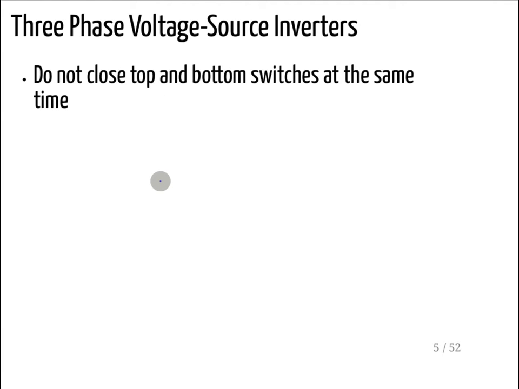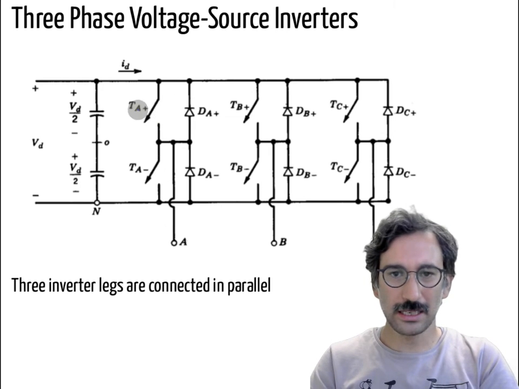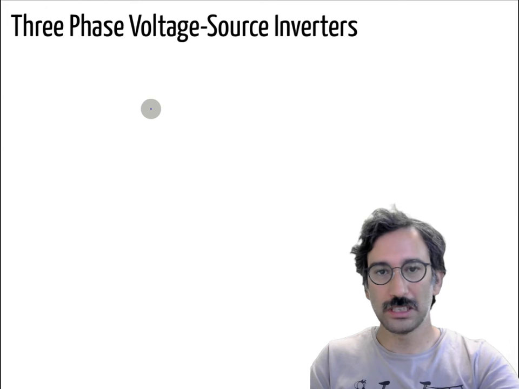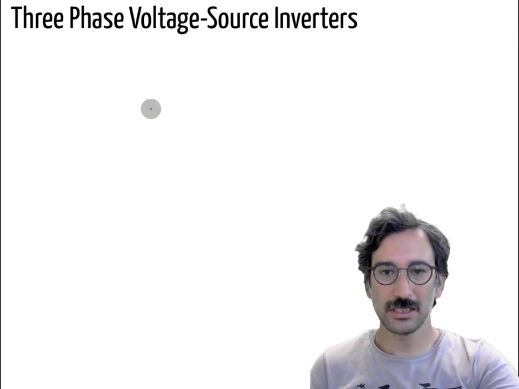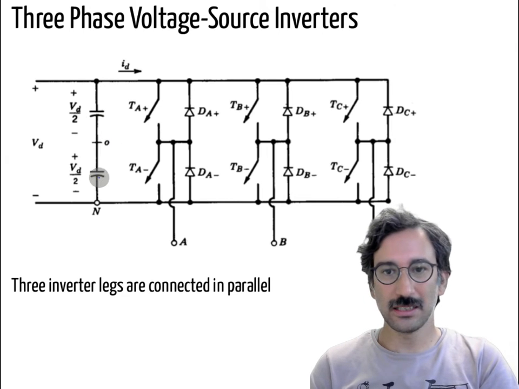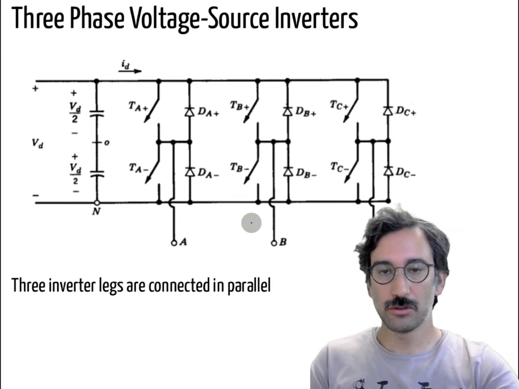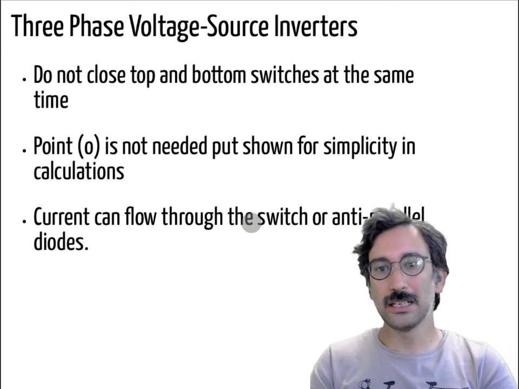Again, we have the same rules, so you don't close the top and bottom switches at the same time, because you don't want to short circuit those legs. Those are complementary, and in practical cases there is some dead time between those turn on instances as well. Point 0 is not needed, but it is shown for simplicity in the calculations we will use in analysis; you don't have that midpoint. You can have just a single DC link capacitor, and you will have just 3 cables going to your motor or your grid.